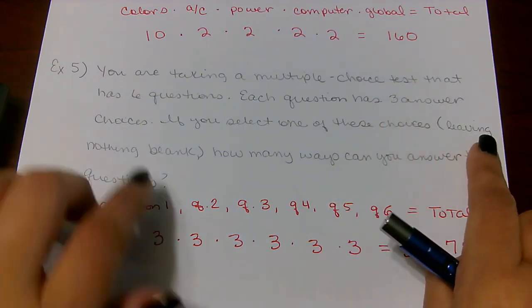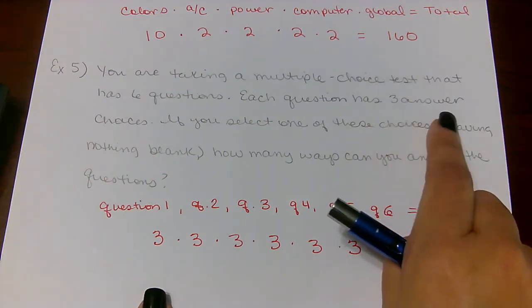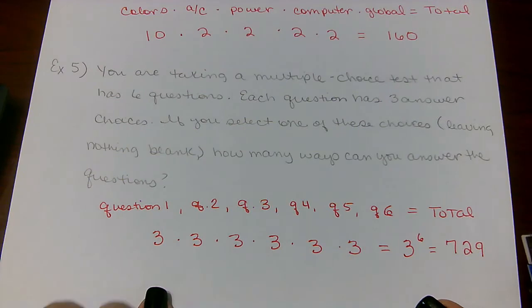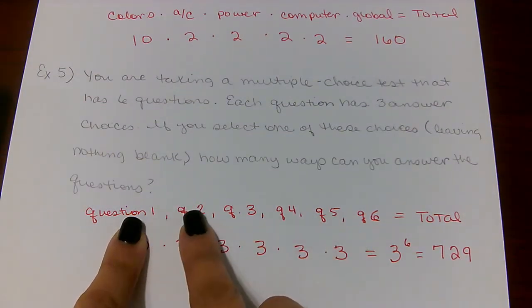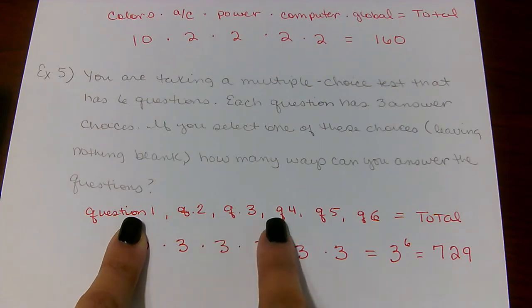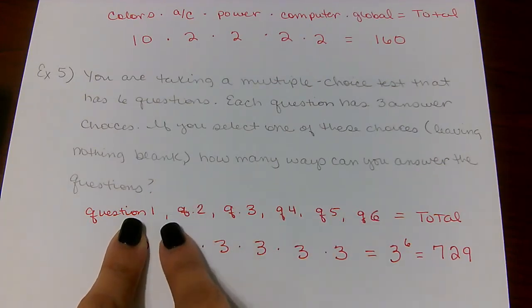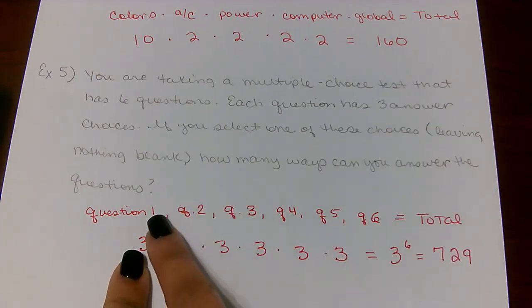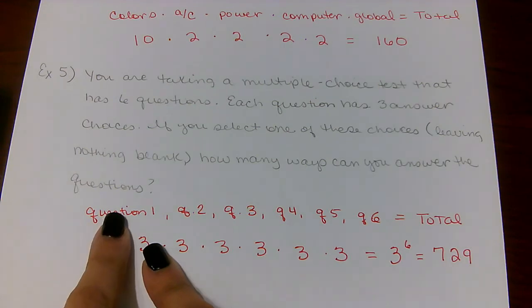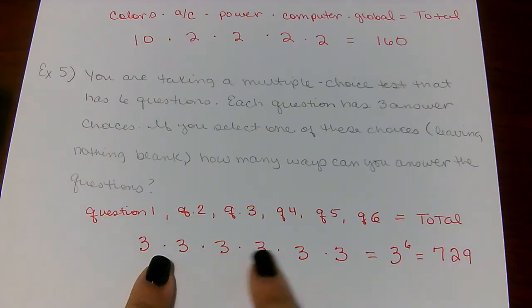So here it says you leave nothing blank. That means you have to choose one of the 3 answer choices. The way I wrote it down here is I have question 1, question 2, question 3, question 4, question 5, and question 6. Remember, there are 3 possible answer choices. So I'm going to have 3 choices to answer question 1, 3 choices for question 2, and so forth.